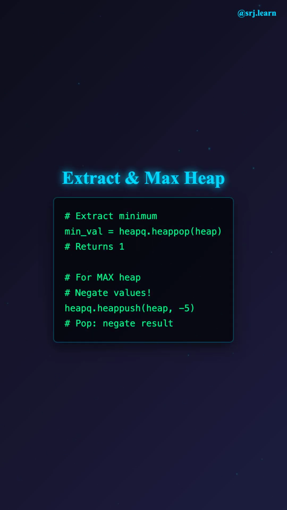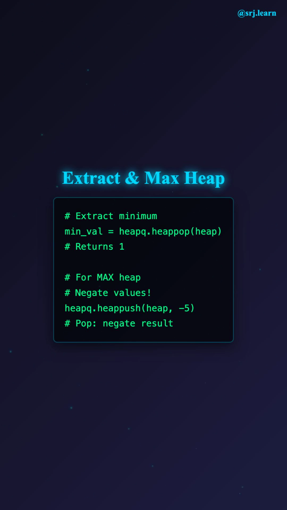By default, Python's heap is a min heap. But what if you need a max heap? Simple trick, negate the values when you push them. Instead of pushing 5, push -5. When you pop, negate the result to get back the original value. This effectively turns the min heap into a max heap.